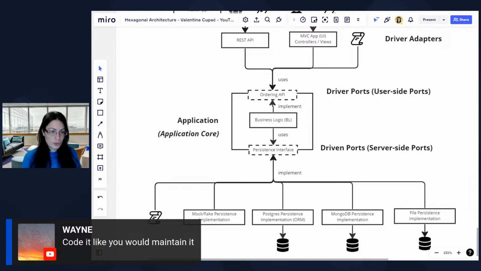Code it like you would maintain it. A big motivation behind hexagonal architecture, which happens to be what we've reached right now, is maintainability and testability.